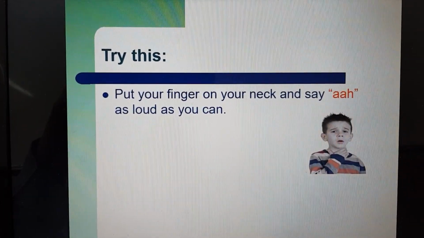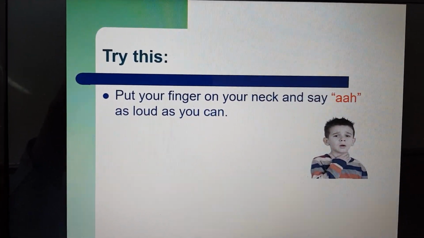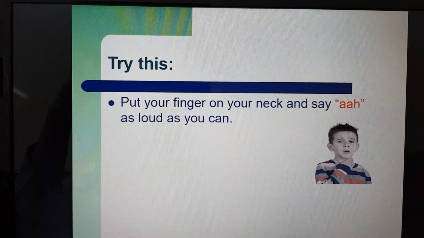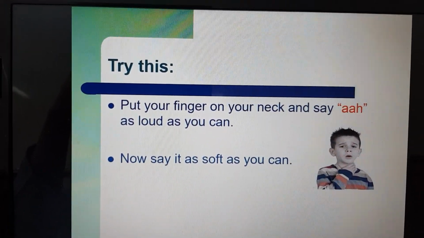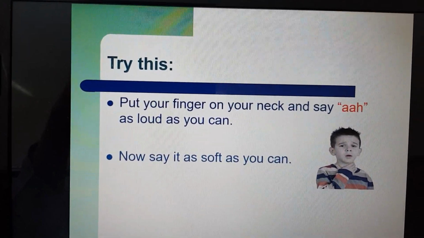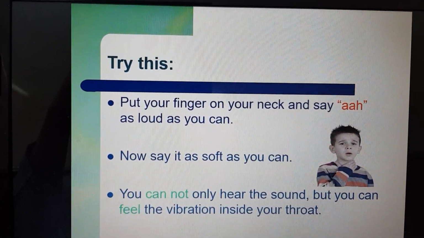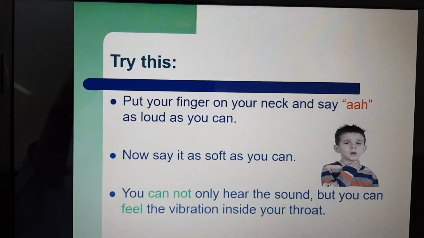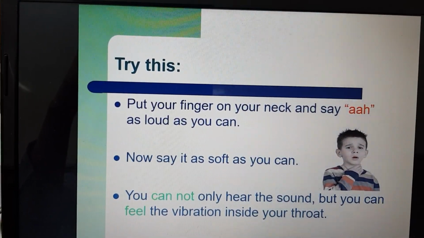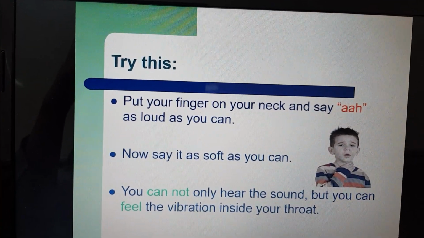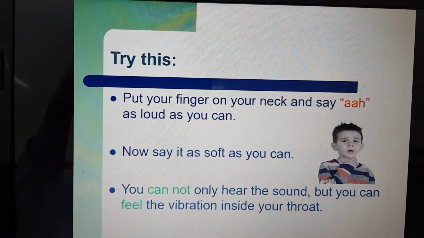So, try this. Put your finger on your neck, like the boy in the picture, and speak as loud as you can. Now say it as soft as you can. What do you feel? You can't only hear the sound, but you can feel something vibrate inside your throat. This something that vibrates inside your throat helps you make a sound.